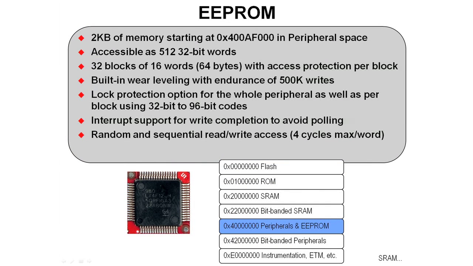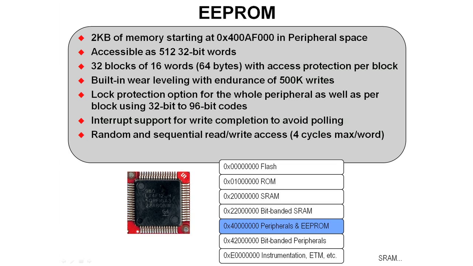EEPROM is 2K of memory starting at, and this is in the peripheral space, 0x400AF000. It's accessible as 512 32-bit words. That's broken up into 32 blocks of 16 words, that's 64 bytes in there, with access protection per block. We get to an endurance level of 500,000 writes with built-in wear leveling on this, so you won't be wearing out a single bit. Lock protection is available for the whole peripheral as well as per block using 32-bit to 96-bit codes if you like.